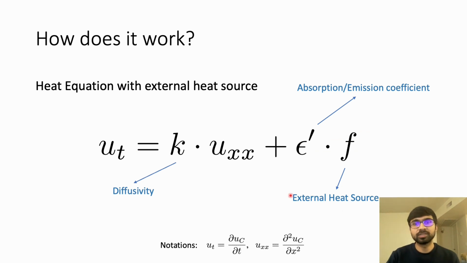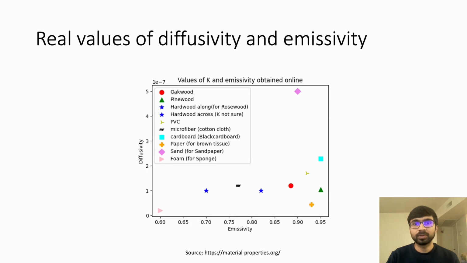This is the partial differential equation for heat propagation in the presence of external heat source F. The term K denotes diffusivity and is multiplied by the Laplacian. Epsilon prime denotes the absorption coefficient. These two together serve as a unique thermal identifier for materials. Here we show some readily available values of diffusivity and emissivity for some materials. This shows that these properties make the materials separable from each other.